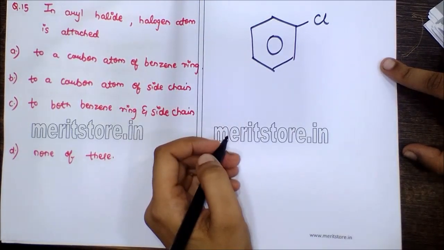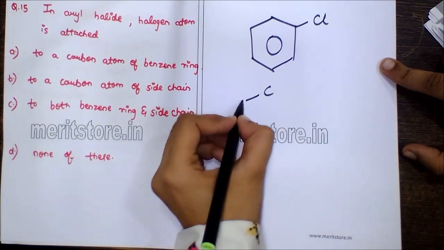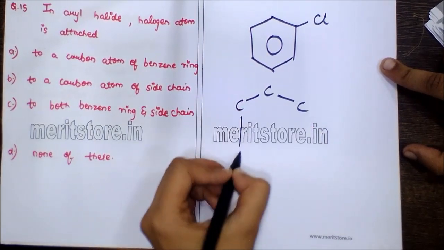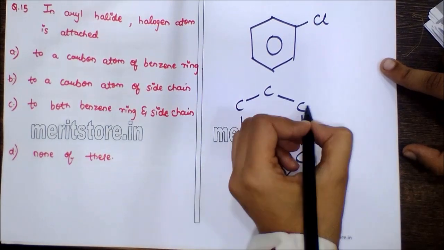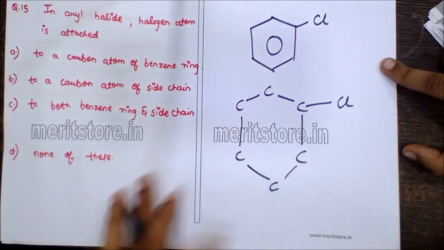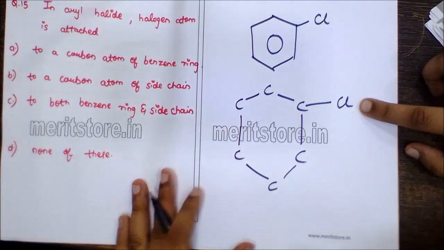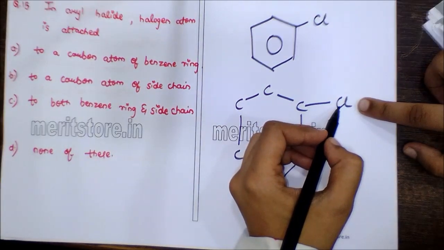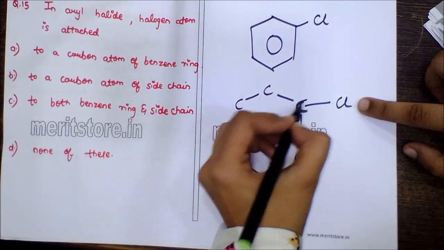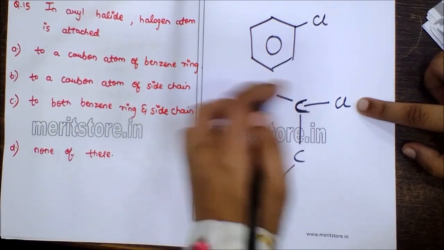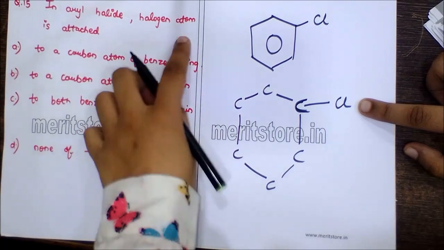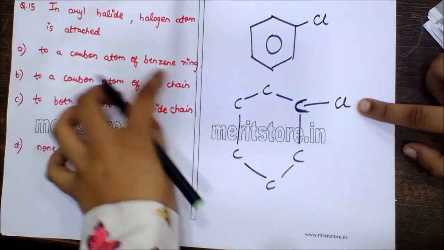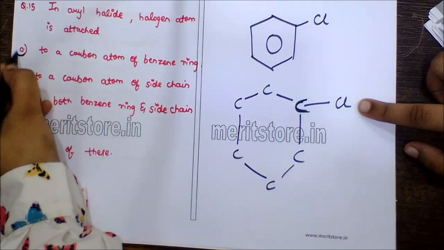Let's say this is my chlorobenzene. So when I draw it with my carbons, and over here, this is my halogen. So this halogen atom is attached to the carbon of my benzene ring. Therefore, in aryl halide, halogen atoms will always be attached to the carbon of the benzene ring. Option A is my correct answer.